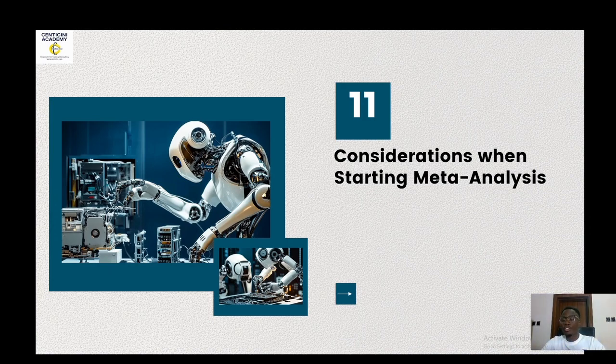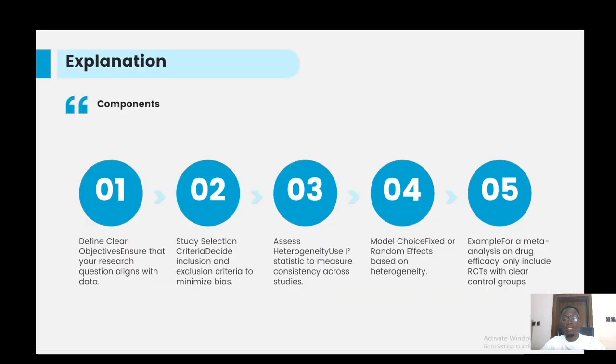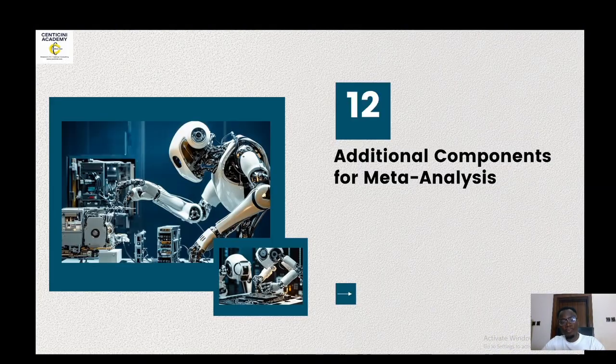Now, what are some of the considerations we need to put in place before starting a meta-analysis? First of all, we need to define our clear research question. We select studies, we extract the relevant data, and we search. Check for risk of bias. Then we assess the heterogeneity and measure it. We model everything, choosing either random or fixed effect that we are going to go for, and then we write properly, then publish.